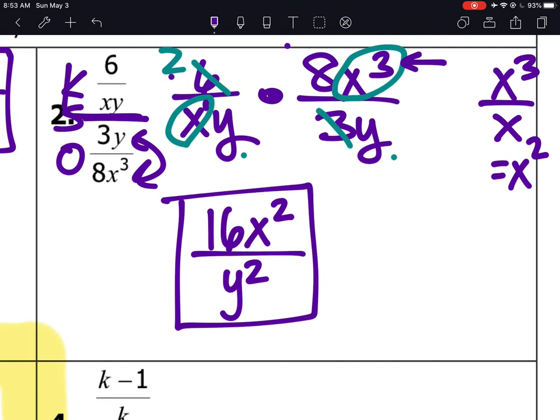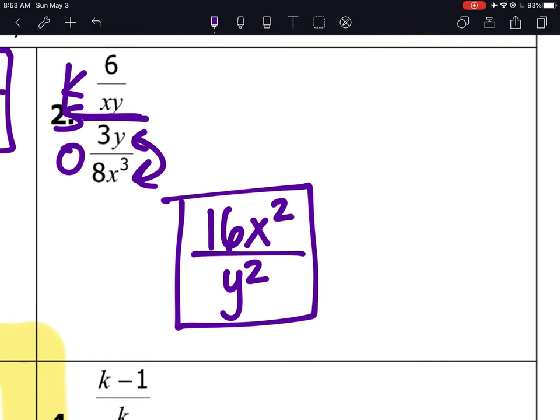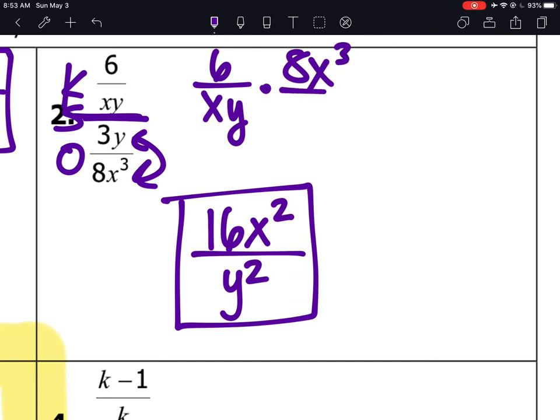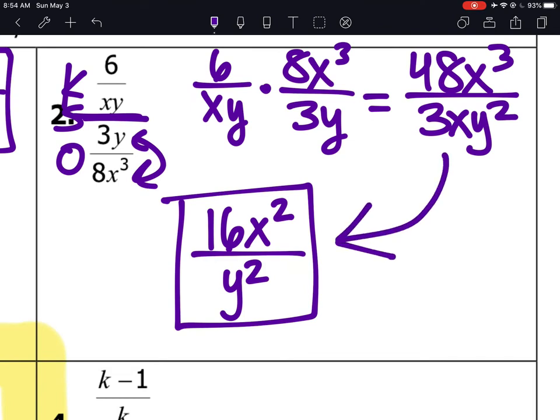Now, if you're confused by all of these steps, there is another method to solving this problem. So the other method is to do this. I'm still going to start out with queso. But what I'm going to do first is just multiply, not cross cancel anything. So I'm going to do 6 times 8 with the x cubed, and then xy times 3y, which is 3xy squared. And then if you just do your properties of exponents and simplifying, you'll still get the same answer. I don't mind which method you do as long as you get the right answer.